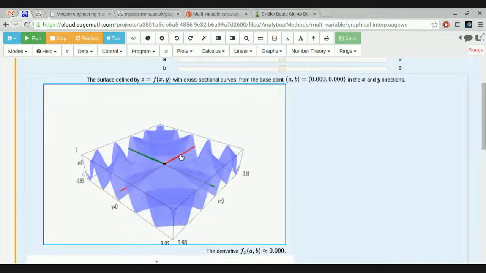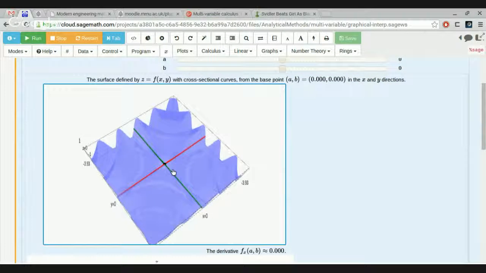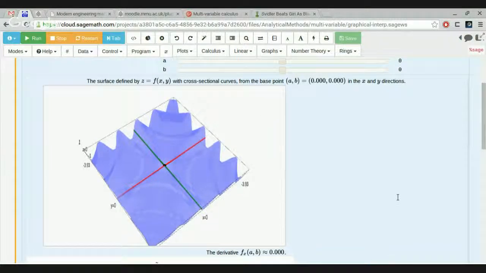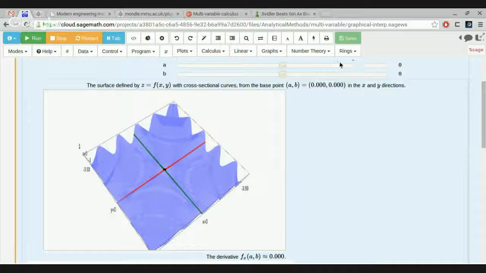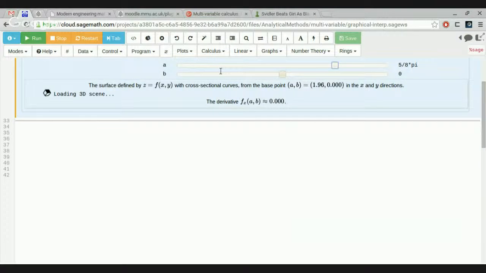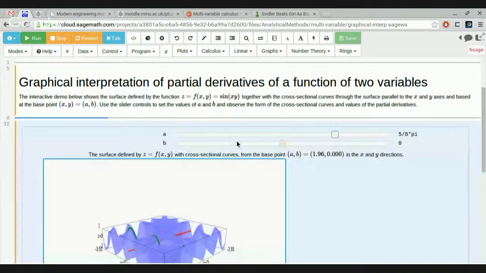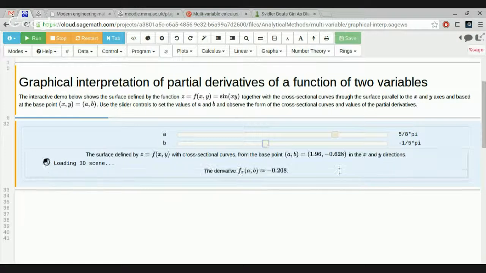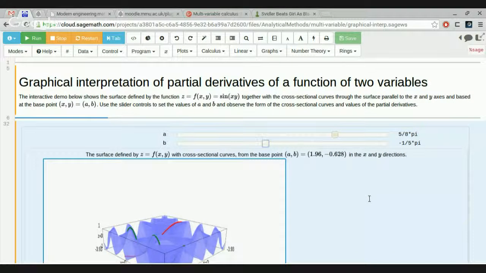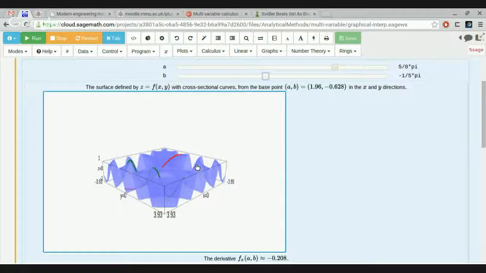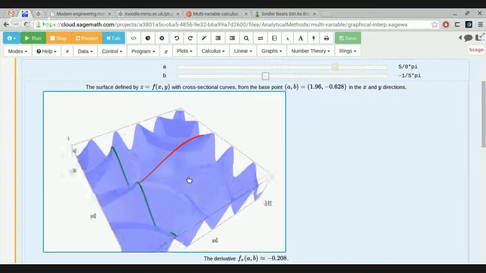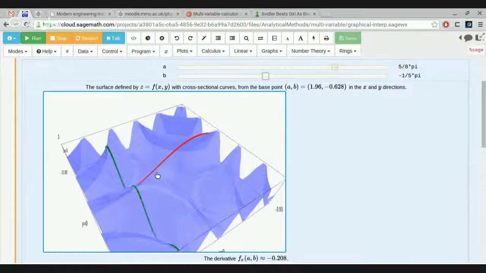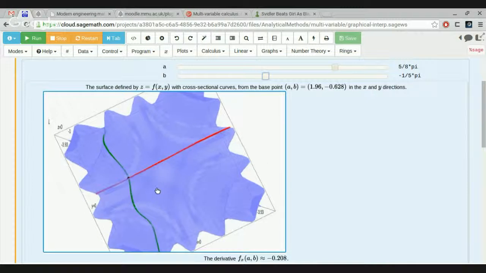And on this surface, sorry, we've got cross-sectional curves, and those are the red and green lines. And those are, I'm just going to change A and B, the base point at the moment is set to the origin. I'll just change one of them to a different value, and change the other one a little bit as well. So then I've moved the base point off the origin there. So the base point is at the intersection of the two curves.